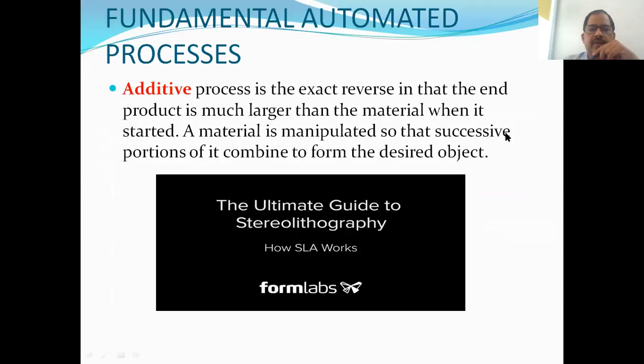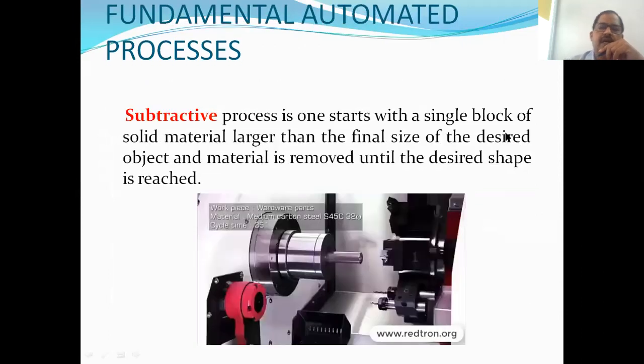This is the definition of the subtractive process. The subtractive process starts with a single block of solid material larger than the final size of the desired object, and material is removed until the desired shape is reached. Now here you see this video, we are taking this component as a workpiece, and this is the single block of solid material larger than the final size.